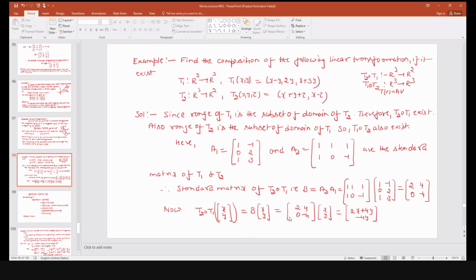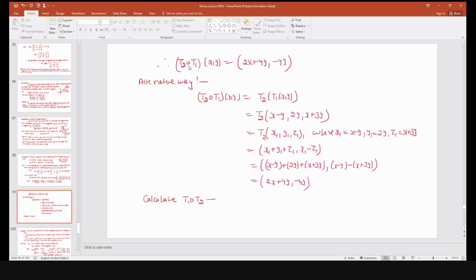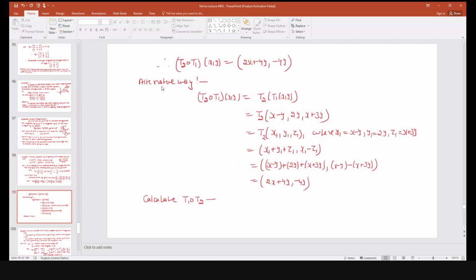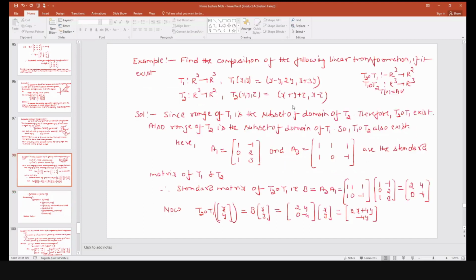Okay, so this is your T2 o T1 in matrix form. In vector form, T2 o T1 (x, y) is equal to (2x plus 4y, minus 4y). You can also calculate it by the definition of this transformation. So T2 o T1 (x, y) is equal to T2 of T1 (x, y). Now T1 (x, y) is equal to (x minus y, 2y, x plus 3y). So let x minus y be x1, 2y be y1, and x plus 3y be z1. Now we have the definition T2 (x, y, z) is (x plus y plus z, x minus z).